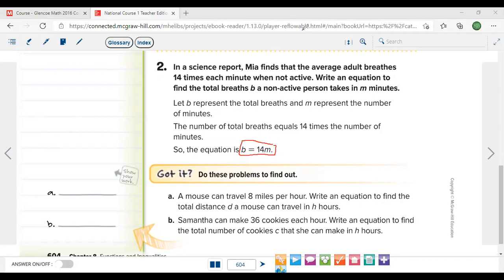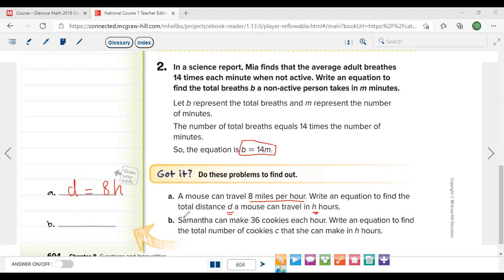Now let's try to do this. We will give you a verbal phrase, and then we are going to ask you to write it as an equation. A mouse can travel 8 miles per hour. Write an equation to find the total distance d a mouse can travel in h hours. So we are going to say d equals 8h. Distance equals 8 multiplied by number of hours. So the same in words, but we write it in symbols.